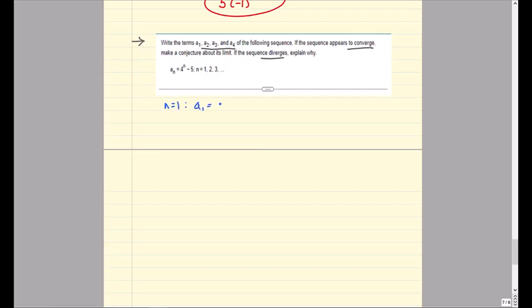So for n equal 1, that would be a sub 1, which would be 4 to the 1 minus 5. I'm going to go ahead and just write all of these out, and then I'll calculate them. A sub 2 is equal to 4 to the 2 minus 5. And the reason I do this sometimes is so I can see the pattern and I don't mess up the pattern by switching the 4 to a 3 or something like that. So notice it's only the exponents that are changing here.